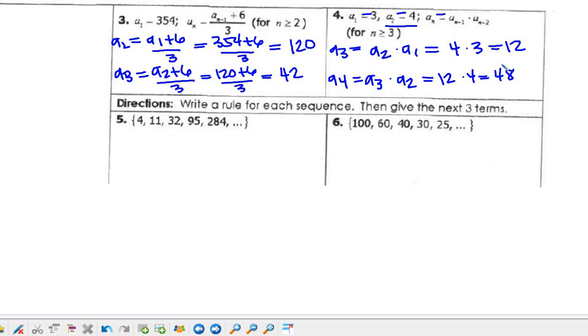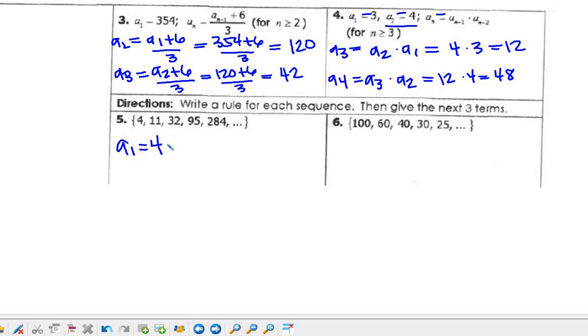So it says to write a rule for the sequence and then give the next 3 terms. I'm not super concerned about the next 3 terms because we just practiced that. What I am more concerned about is, can you write the rule? So here's the thing. We know at bare minimum a sub 1 has to be given for a recursive rule. It could be a sub 1 and a sub 2. And it's just a matter of guess and check. Some people are really, really good with patterns. Some are not. And it takes a little more practice.